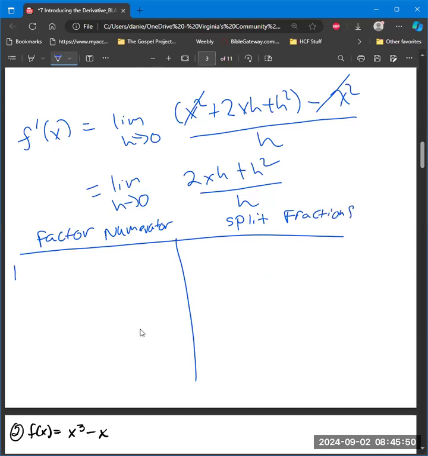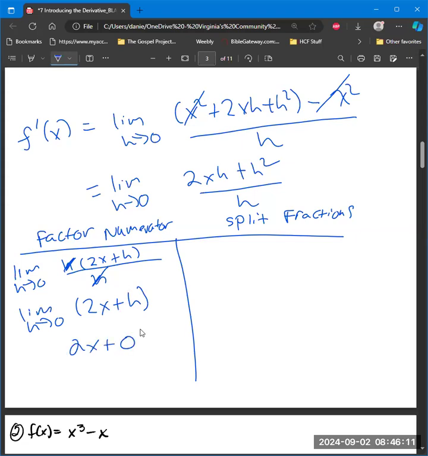Limit as h goes to 0 of h times 2x plus h, just pulling out the greatest common factor there. H's will cancel and leave me with the limit as h goes to 0 of 2x plus h. Now that that discontinuity is removed, I can go ahead and use direct substitution. 2x plus 0 is 2x. So f prime of x is 2x here.